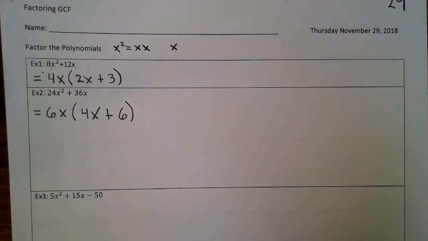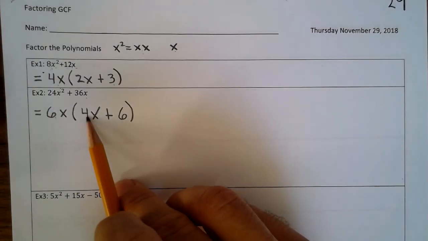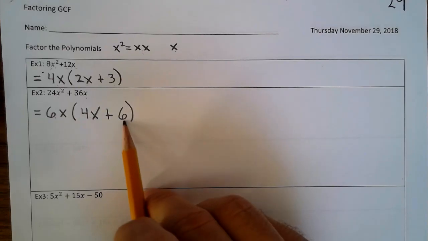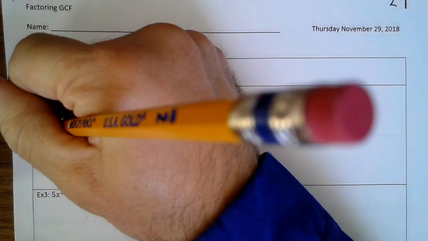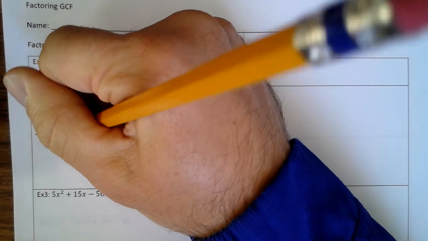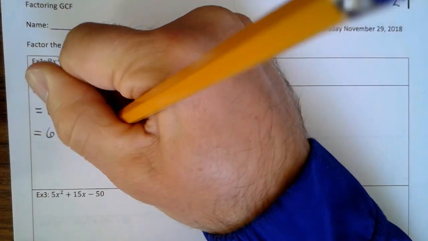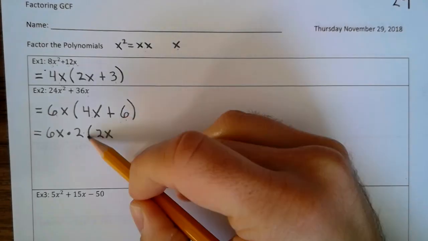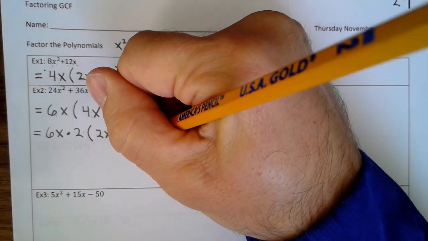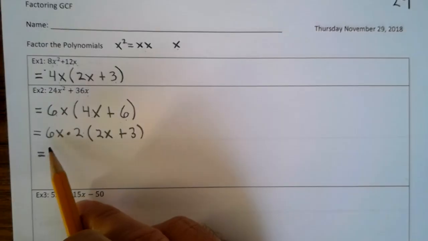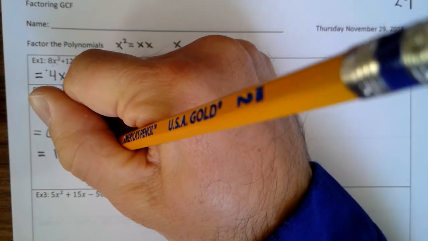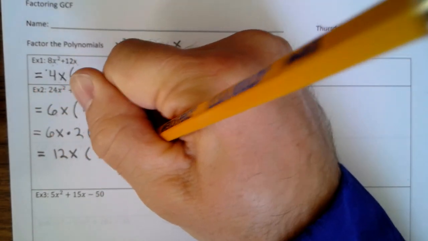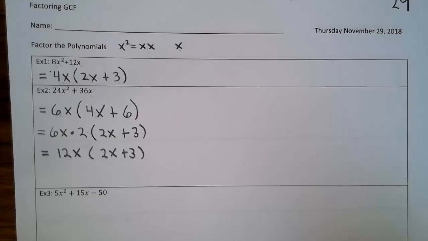Now, it looks like we can actually factor out some more, so we can factor out a 2. And this could happen. You don't factor out the greatest common factor the first time. So it'd be 6x times, well, we can divide both of these by 2. So 4 divided by 2 is 2x, and 6 divided by 2 is 3. Now it looks like we factored out the greatest common factor, which in this case, if we multiply 6 times 2, is 12x. So in this case, the GCF was actually 12, not 6.